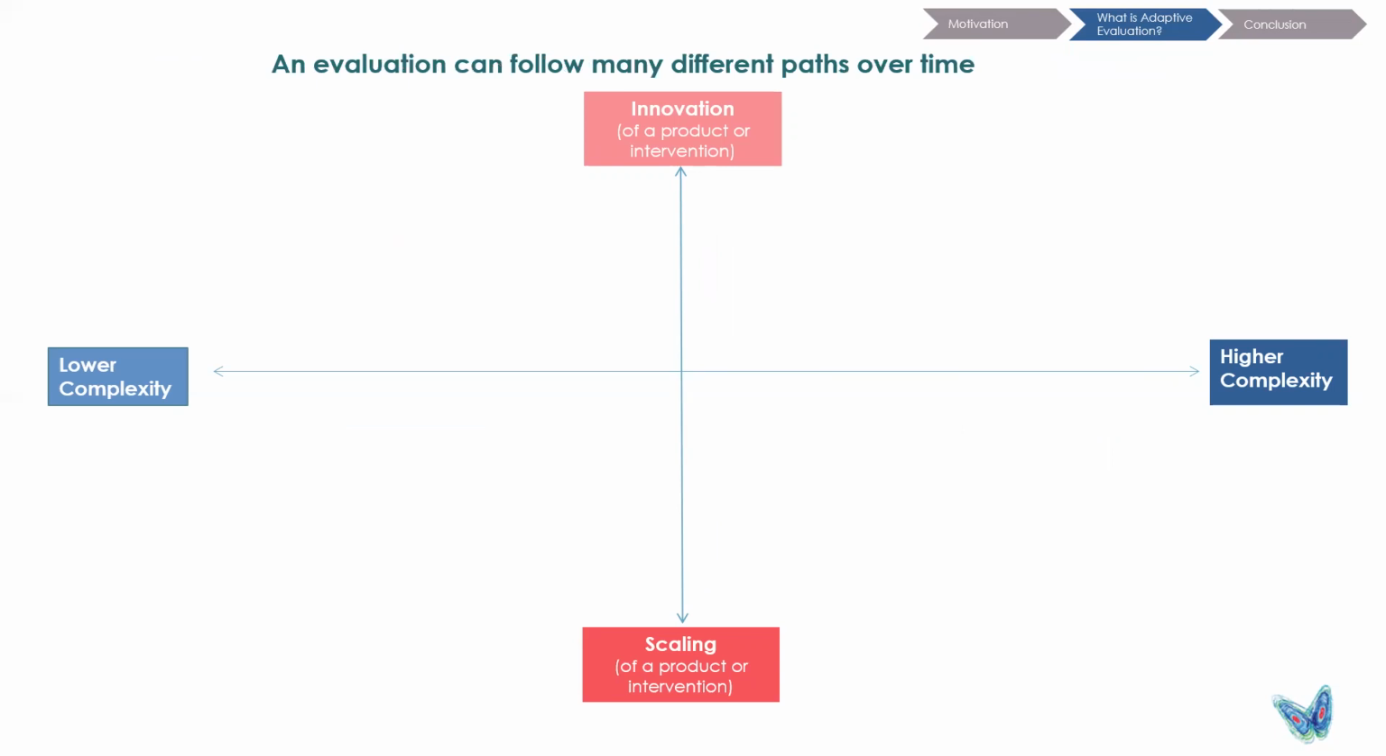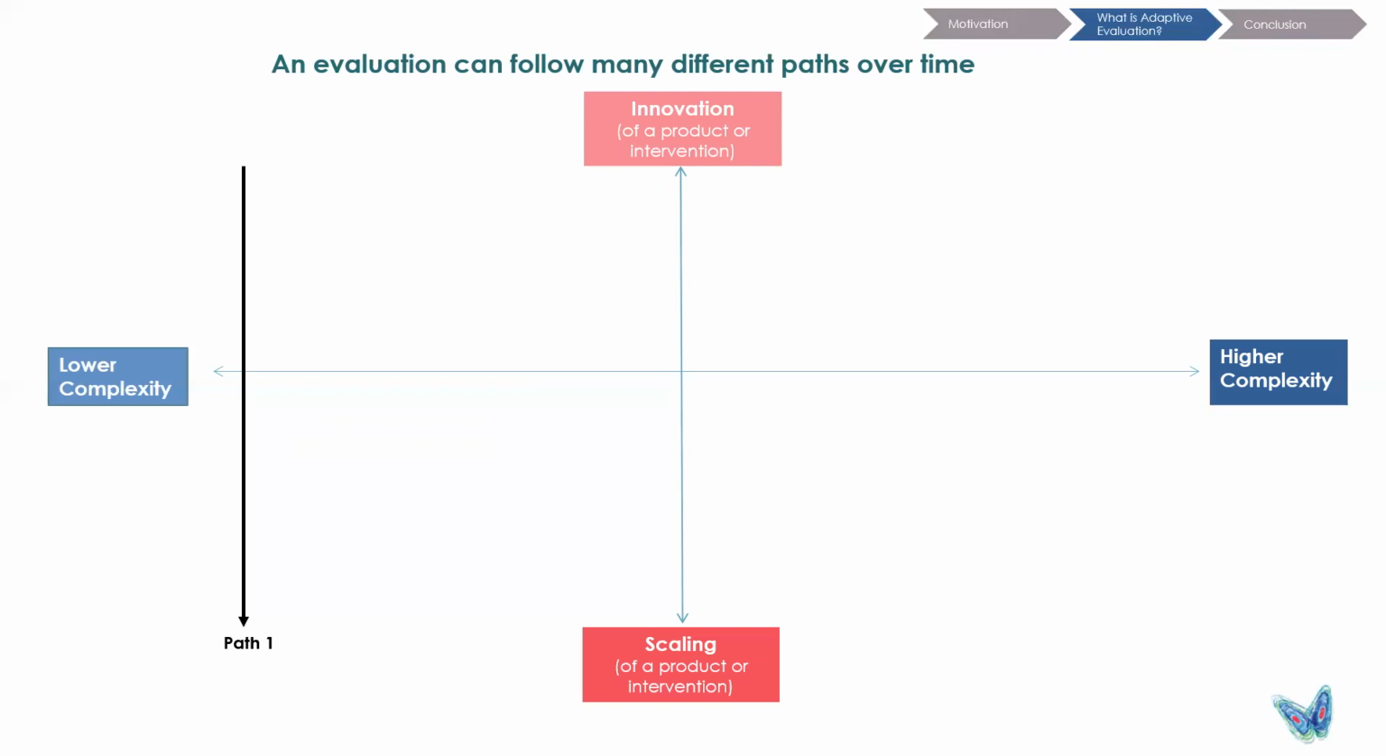And so an evaluation can follow many different paths over time. What I mean is, at any given point, an evaluation is at a certain point in innovation and scaling and at a certain level of complexity. And over time, its position in the innovation, scaling, and complexity space changes. In ordinary circumstances, with no extraneous shocks or disruptions, an intervention can move from innovation to scaling for a given level of complexity over time. That's path one here. So the level of complexity remained constant and the intervention moved from innovation to scaling.